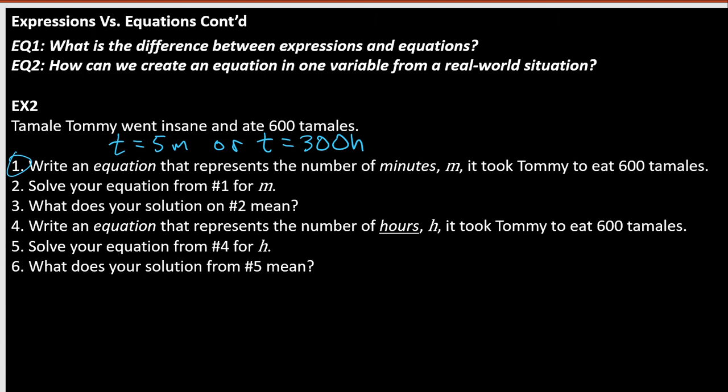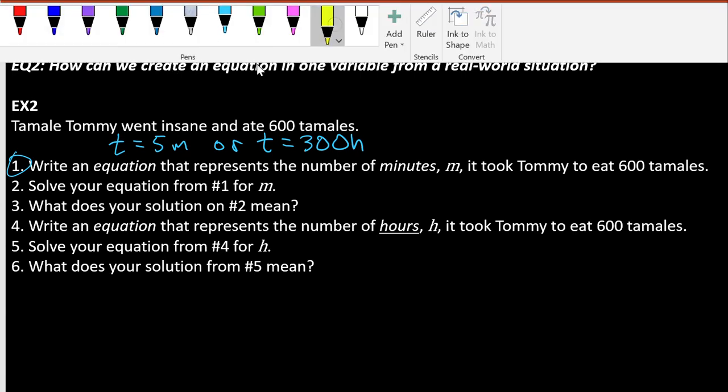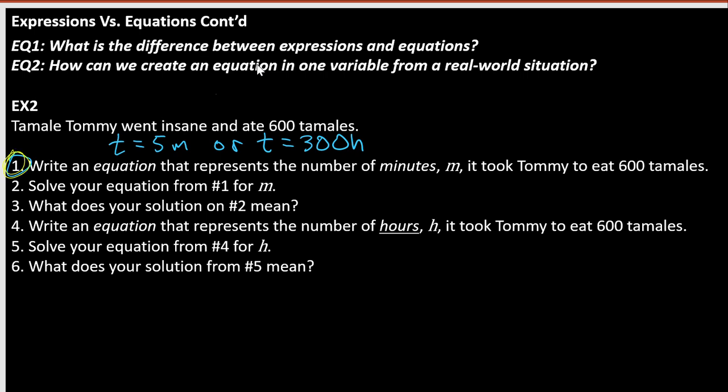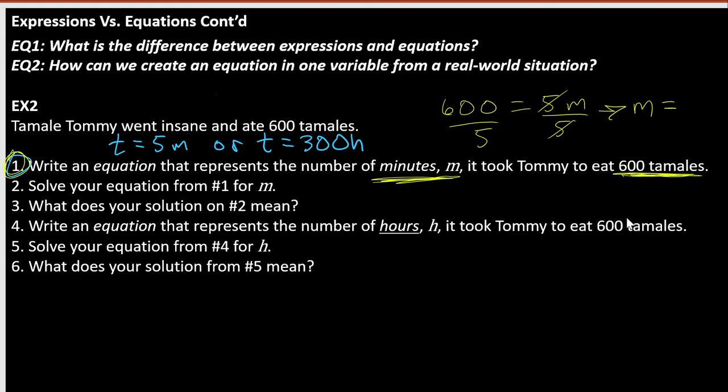Okay, so write an equation that represents the number of minutes it took Tommy to eat 600 tamales. So let me change colors here, let me go to yellow. Now we're kind of flipping the script. We know how many tamales there are, but what we don't know is the number of minutes. So 600 is our tamales, and that's equal to 5 times the number of minutes. And all this is simple basic algebra, just solving for our missing letter. The inverse of times 5 is divided by 5, and we get that m equals 300.